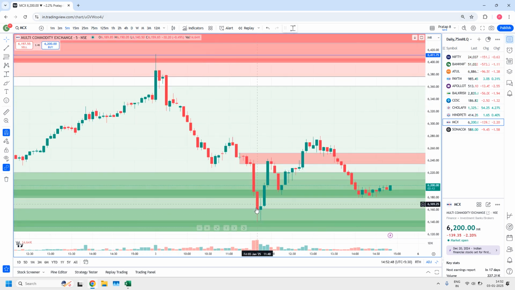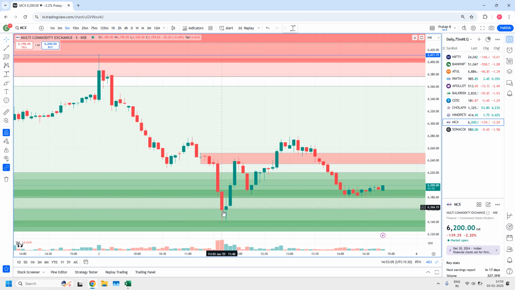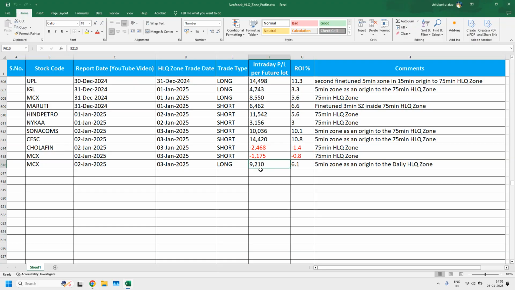Okay, fine. It reached, it gave you a trade at what time? At 11:40 it gave you a trade. And when it reached the target, it reached at 11:55. In 15 minutes, the trade is completed. Actually, if you look into 1 minute candles, it took 19 minutes. So within 20 minutes, it reached the target. And how much profit has it given? It has given 9,210 rupees profit, which is 6.1% ROI.